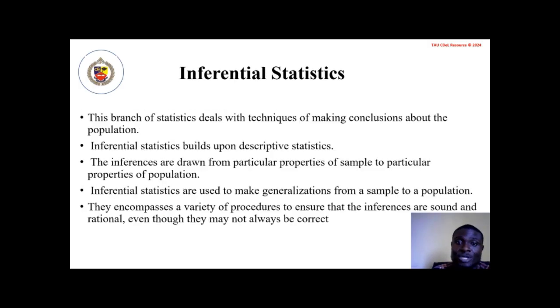Then we look at inferential statistics, the second aspect of the classification or types of biostatistics. This branch of statistics deals with techniques of making conclusions about the population. Inferential statistics builds upon descriptive statistics. Very correct, because before you can make inference about any data, the data must have been collected and organized. To make an inference is to hypothetically make a report on what you observe about the data.